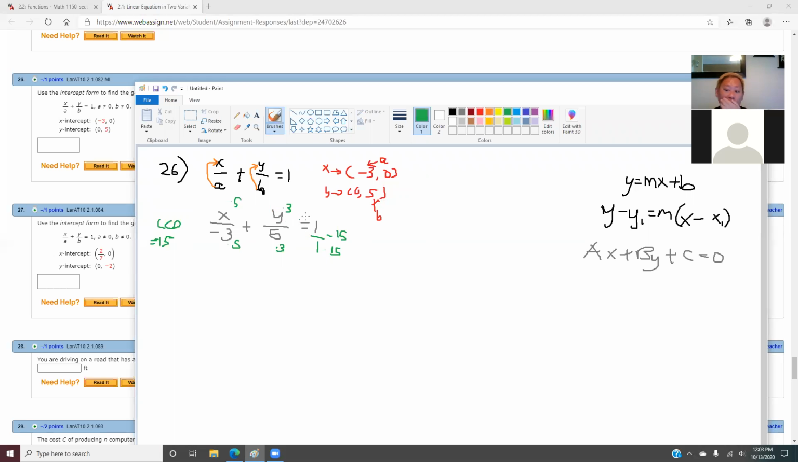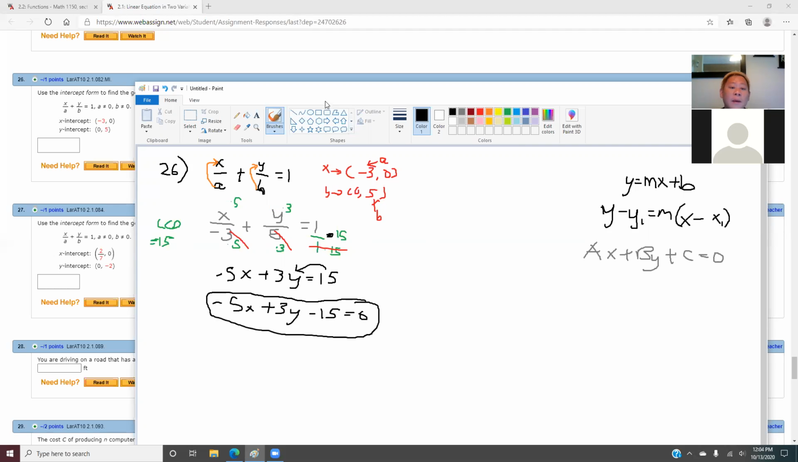This is how we get rid of all the fractions. Now your denominators are all 15, so you can cancel them out. What you are left with is negative 5x plus 3y equals 15. This is a multiplication sign, not a negative. Then move the 15 over, so you get negative 5x plus 3y minus 15 equals 0. This is your general form in this case.